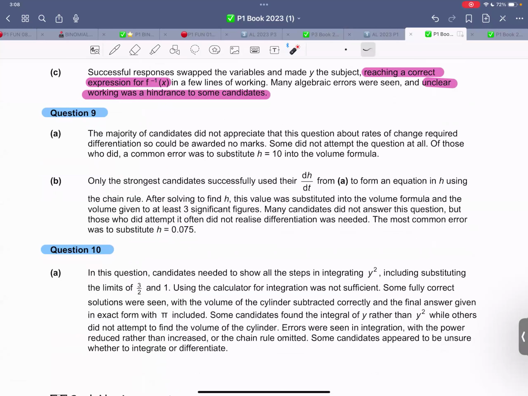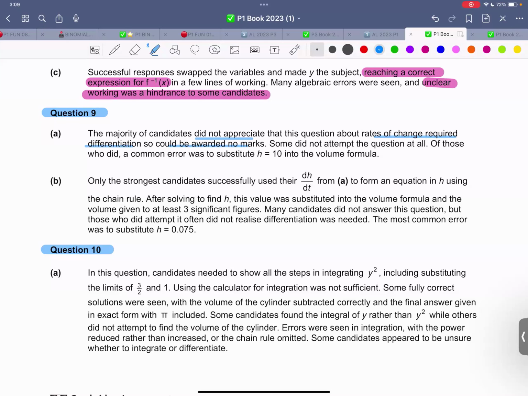The majority of candidates did not appreciate that the question about rates of change required differentiation. Again, who are these people? How can they even think about this? They did not appreciate that the rates of change required differentiation, so could be awarded no marks. Some did not attempt the question at all.